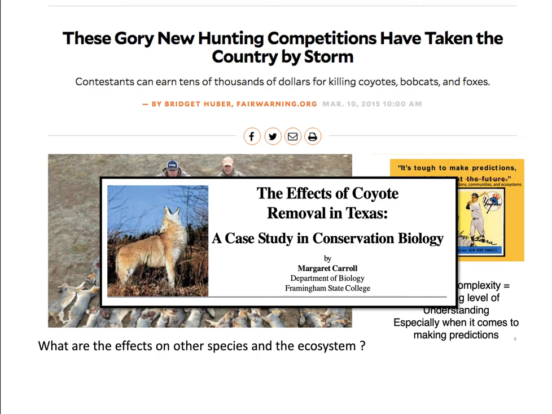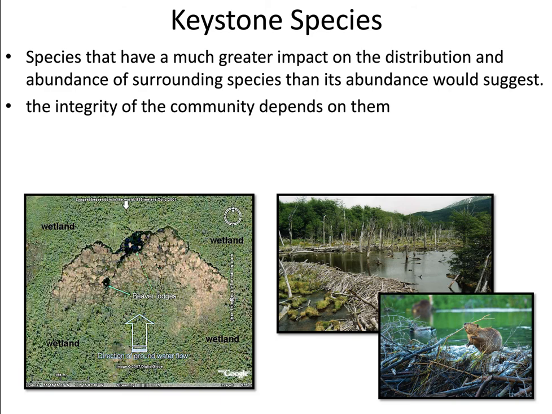key things that I want to cover. Number one is this idea of what's called a keystone species. A keystone species is a species that has a much, much greater impact on the distribution and abundance of surrounding species than the abundance of that individual keystone species would suggest. And the overall integrity of the whole community depends on that keystone species. A great example of that would be a beaver. A beaver really has a disproportionate effect on the rest of the individuals in that community based on just the population or the number of individual beavers in that community.